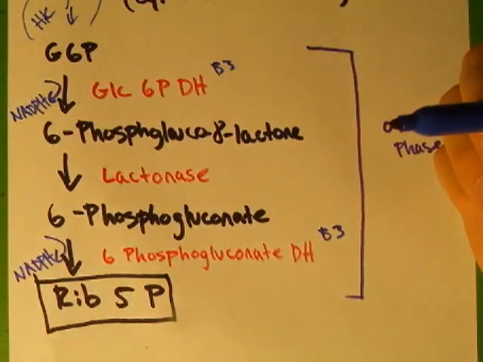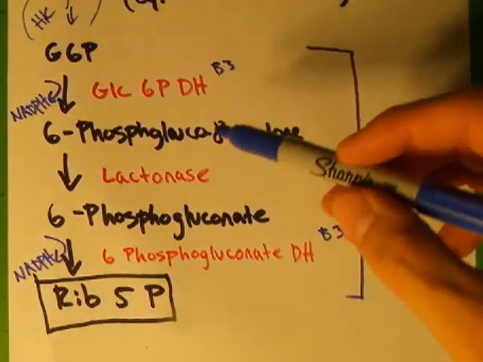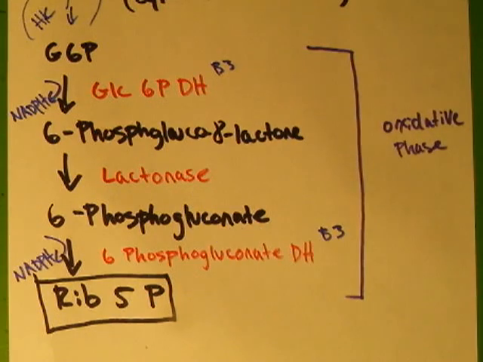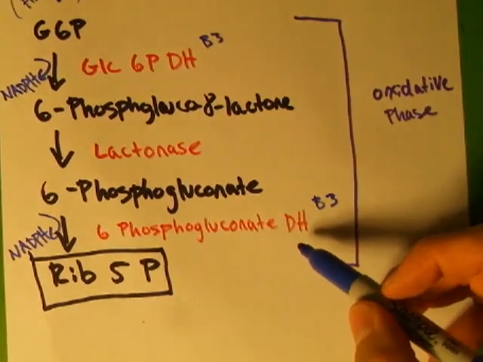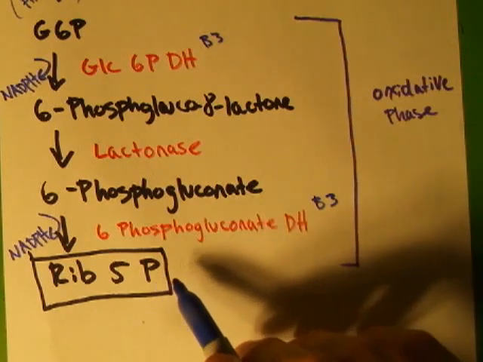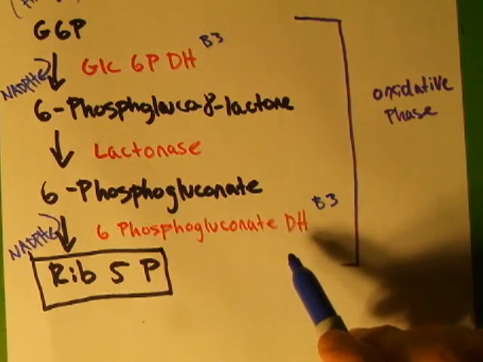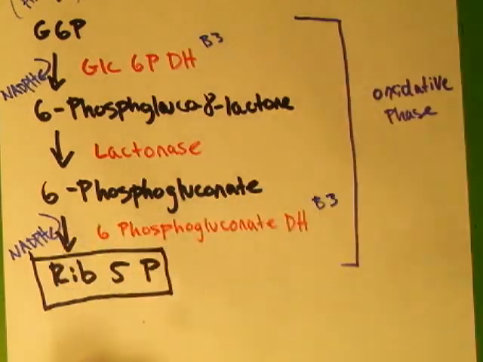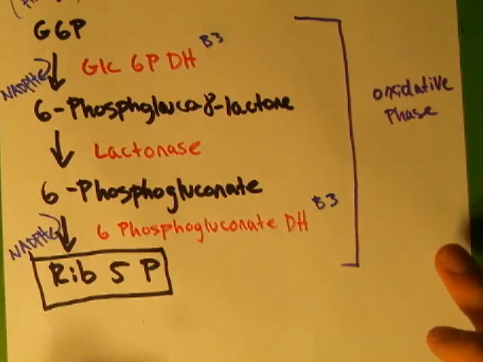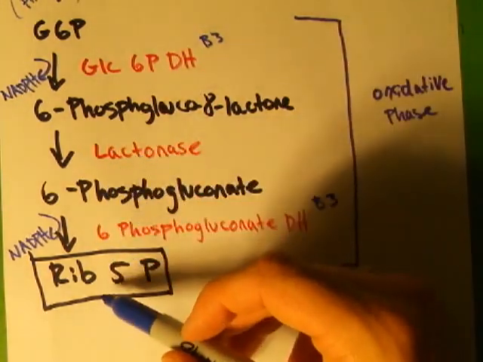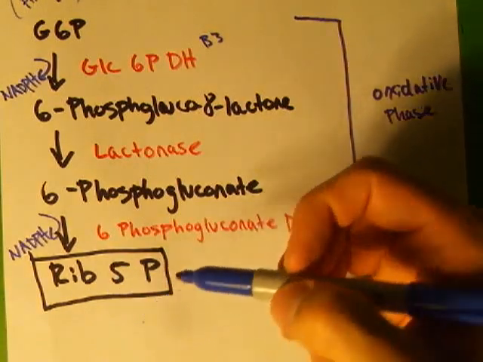This middle step nobody really cares about. I can't even pronounce it. Phosphogluco, some letter lactone by lactonase. And you have another dehydrogenase, 6-phosphogluconate dehydrogenase. So another B3 dependent. That's where your other NADPH comes from. The product of these first 3 steps is ribulose 5-phosphate.